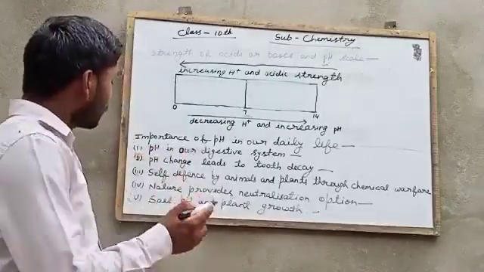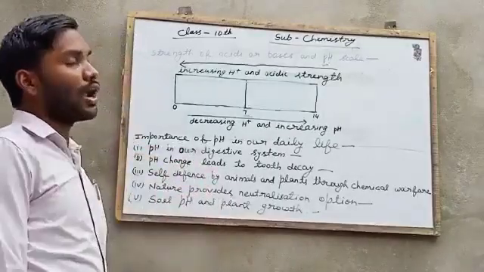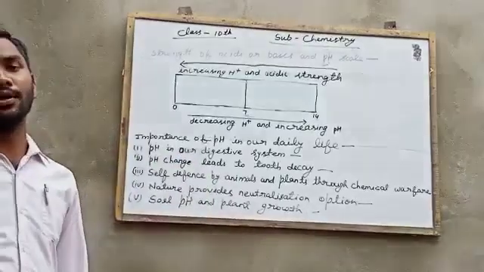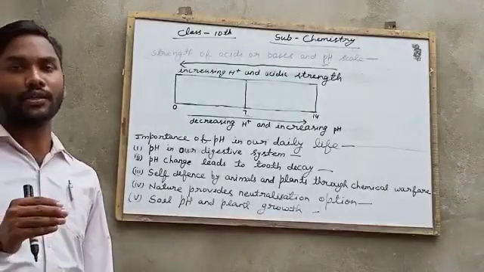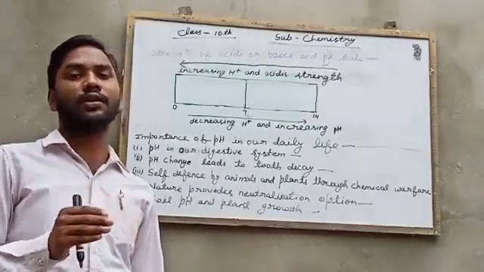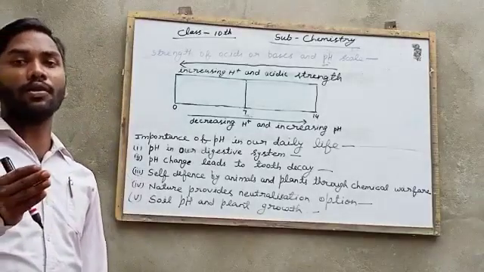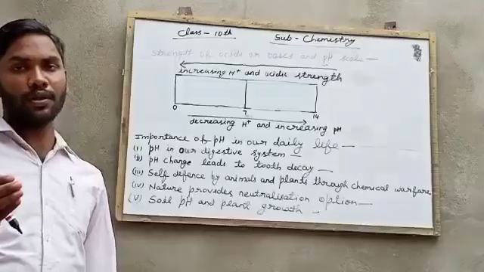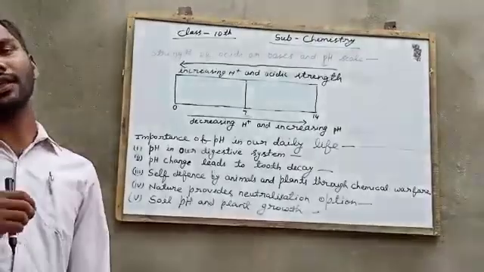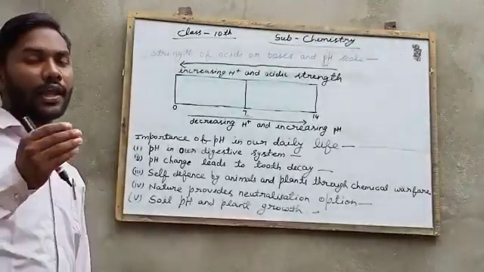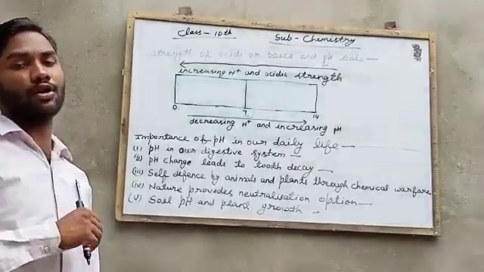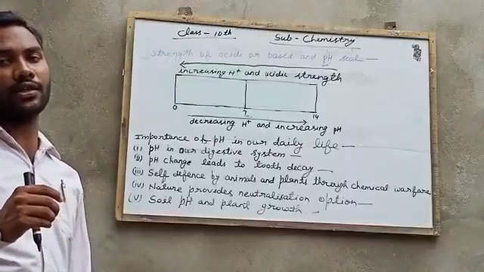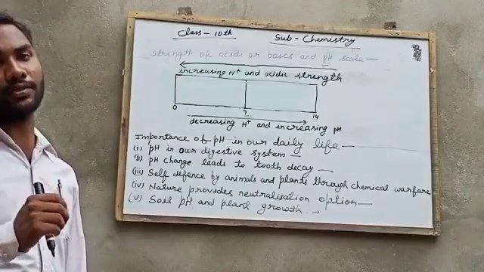After that, soil pH and plant growth. Different soils have different pH values, and plants also require different pH values for their growth. For example, if the soil is acidic, we can add calcium oxide or lime to the soil, which is basic in nature, and this increases the pH value.